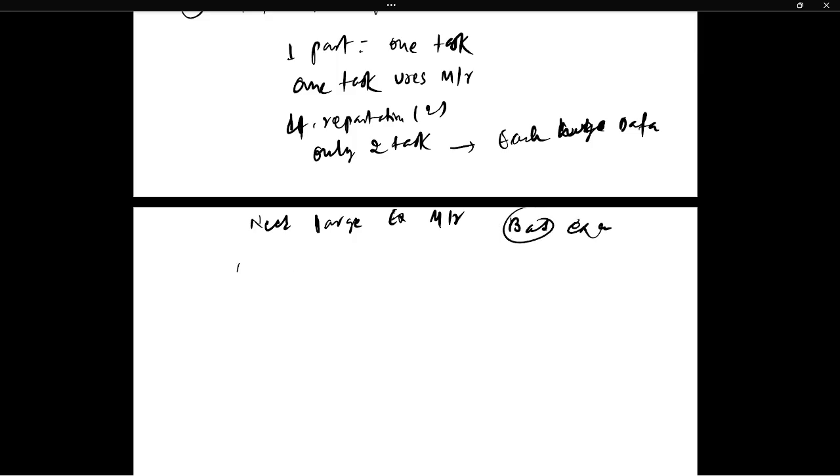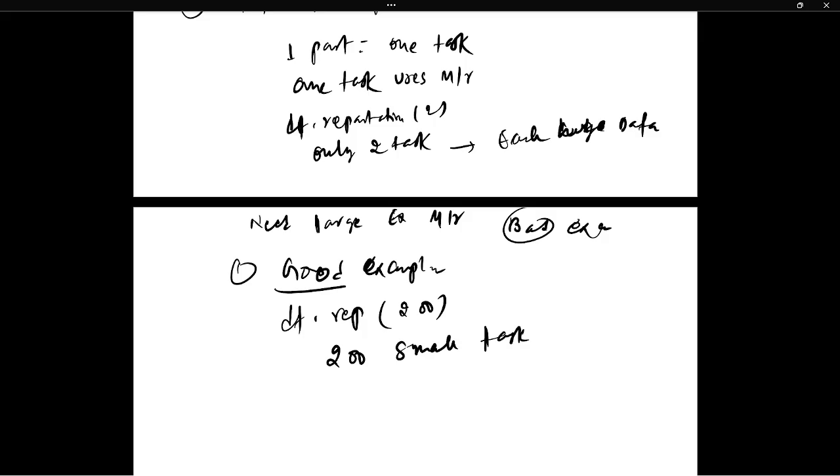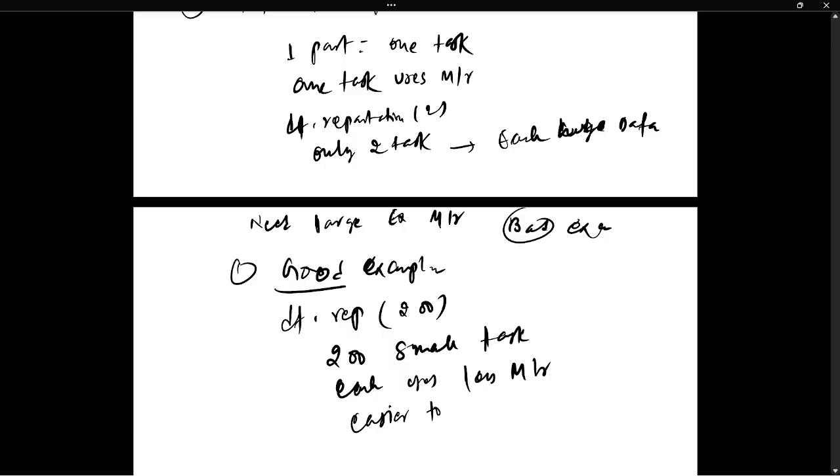Now we will see the good example. What is the good case? Good example is df.repartition, where we are passing 200. So what will happen? These are 200 small tasks. Each task uses less memory and is easier to fit in the executor memory.